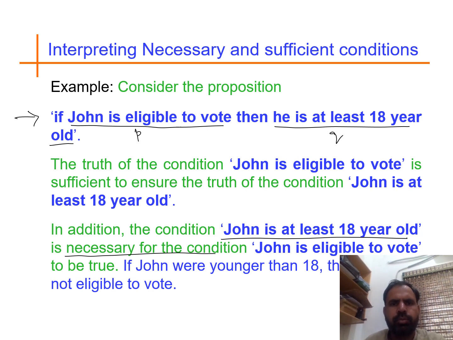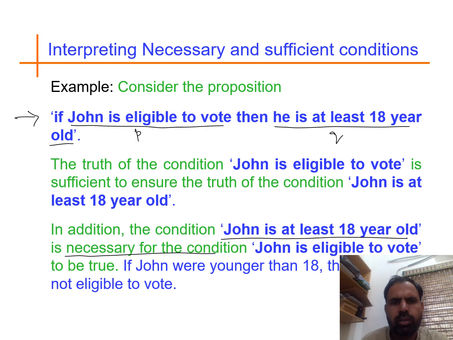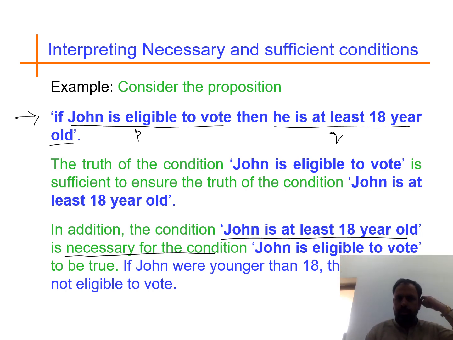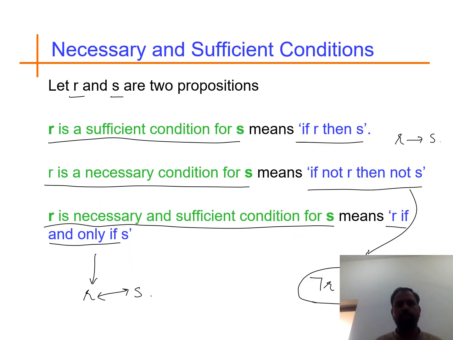If John is eligible to vote, then he is at least 18 years old. This was also discussed. John being eligible to vote is sufficient to ensure that he is at least 18 years old. If John is at least 18 years old, then John is eligible to vote. This will be true. So these are the necessary and sufficient conditions.